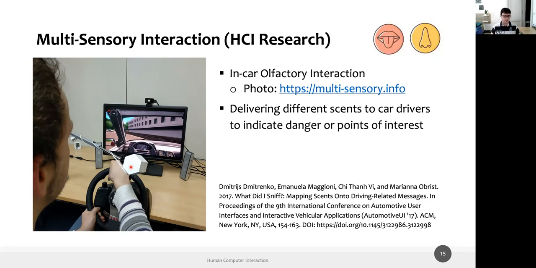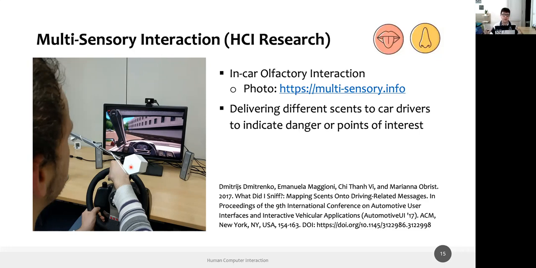Even if you don't have time to decode the smell to understand if it's a danger smell or a point of interest smell, maybe you can just have one scent for a dangerous thing and one scent for a not dangerous thing. So you actually have just two things to decode. It's not eleven different qualities of scents, very similar to each other.